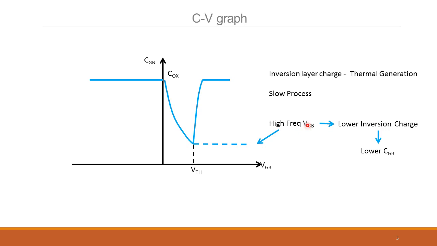So if the frequency of VGB is high, then the capacitance doesn't recover and remains, unfortunately, at the lower value itself. High frequency can be, when you talk about high frequency, it could be in a few tens of kilohertz itself, because thermal generations are of that order. Not a very good capacitor because of this limitation.